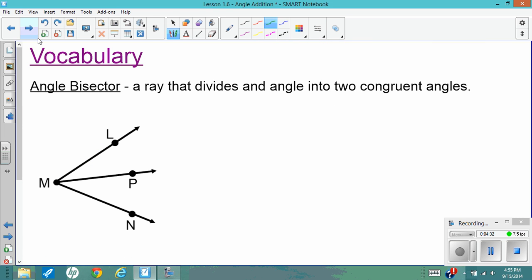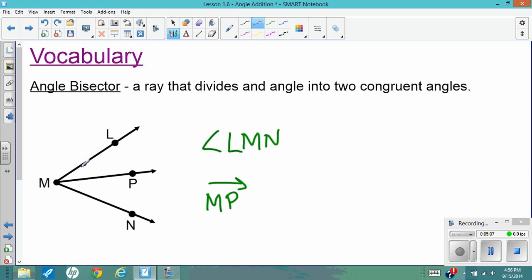Another piece of vocabulary here is an angle bisector. This is sort of like a midpoint where it divides an angle in half, just like a midpoint divided a segment in half, into two congruent parts. So we have a big angle, LMN. That's our big angle. And we know that the two smaller angles, LMP and PMN, should add up to be LMN. And this ray MP is an angle bisector. That means it cuts LMN in half.